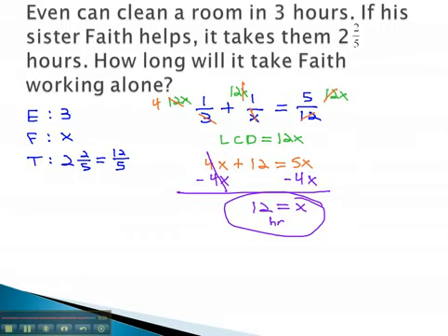The teamwork equation of adding the reciprocals to equal the reciprocal of the team can help us identify how much time it will take each person, or the team, to get the job done.